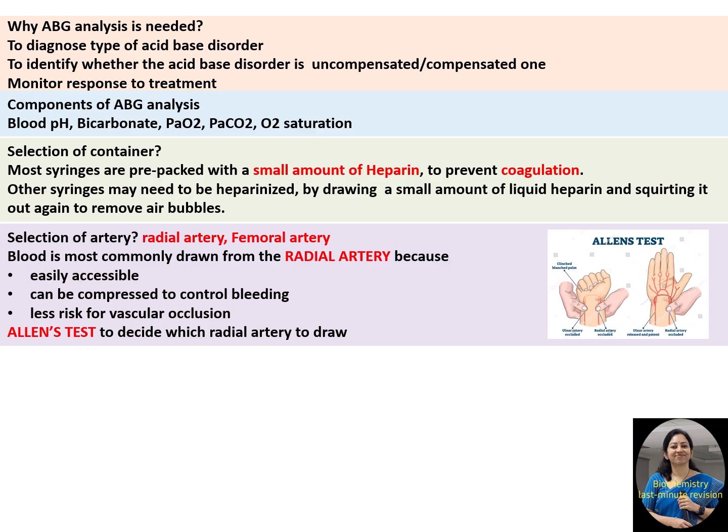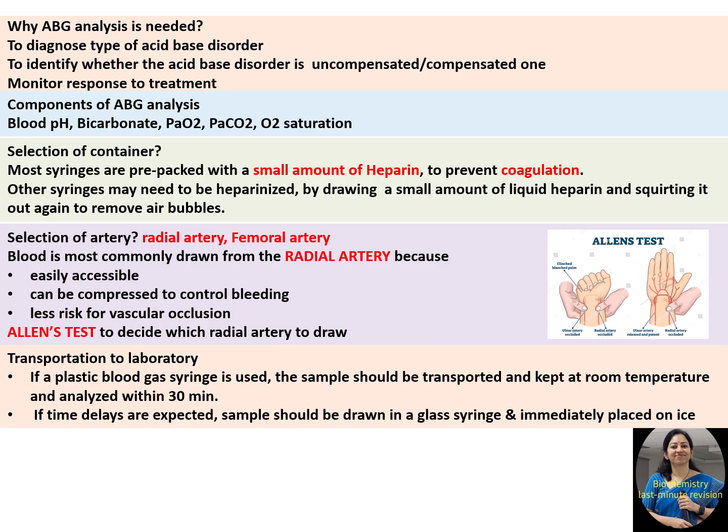So if the color returns to the palm, this indicates adequate collateral circulation, and the radial artery can be punctured to draw the blood. If there is a delay, the femoral artery has to be used for collection of the blood sample for analysis.